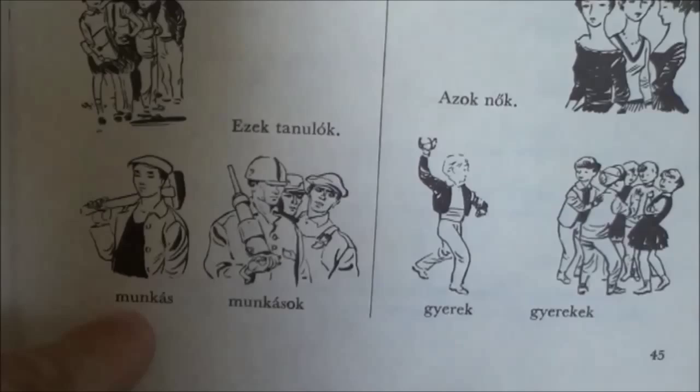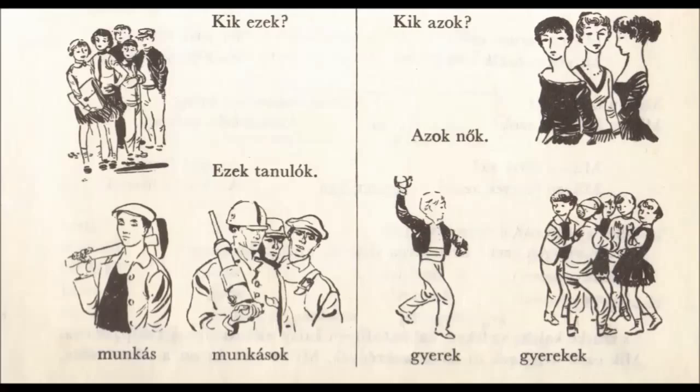So we have the workers, a worker, munkás, workers, munkások. Child, gyerek, children, gyerekek. Let's see how they pronounce it. Gyerekek.